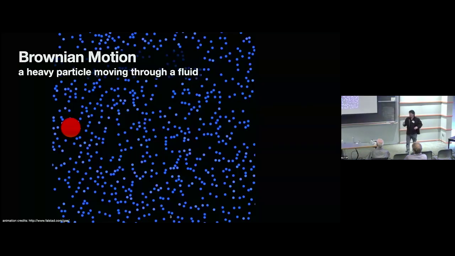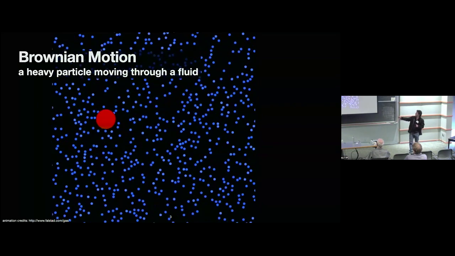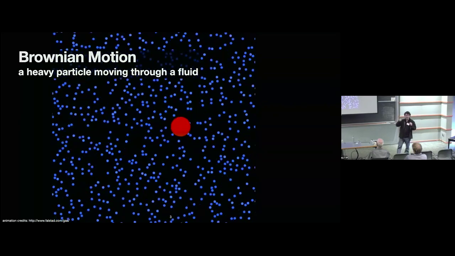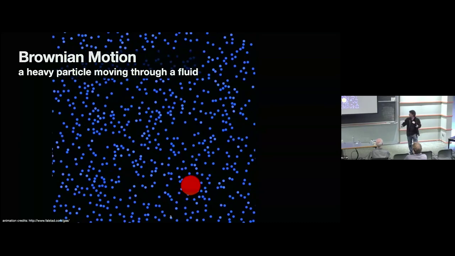So Brownian motion, the way I think about it, for purposes of this talk, you can think of as the dynamics of a heavy particle moving through a fluid. So you have some particle that you're following, and due to the vibrations of the fluid, it receives random kicks that move it around and essentially make it diffuse.